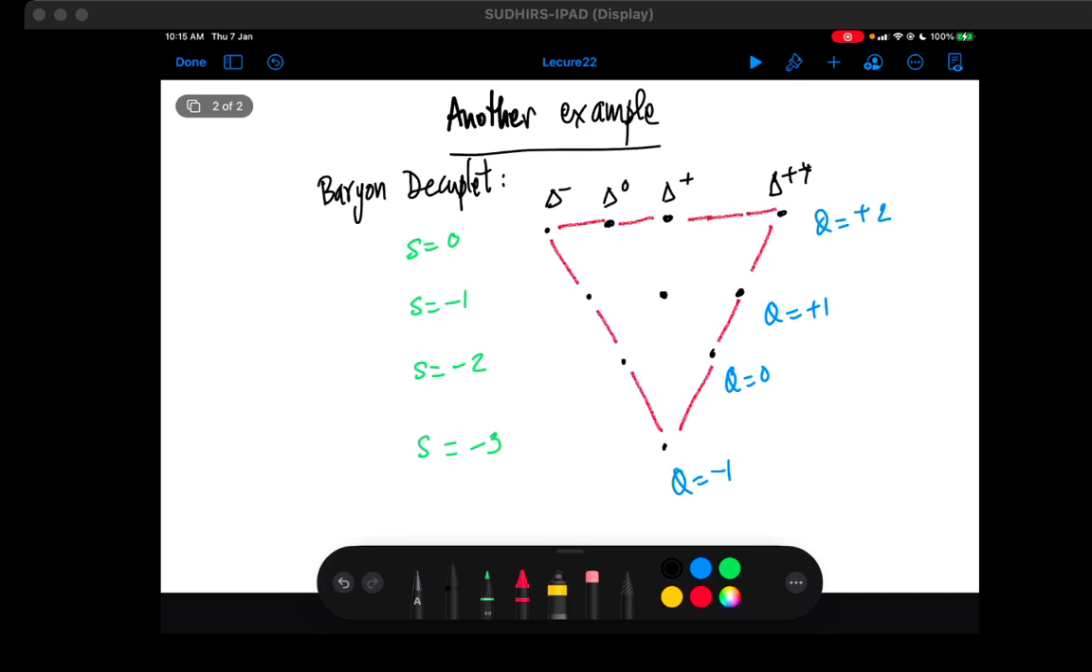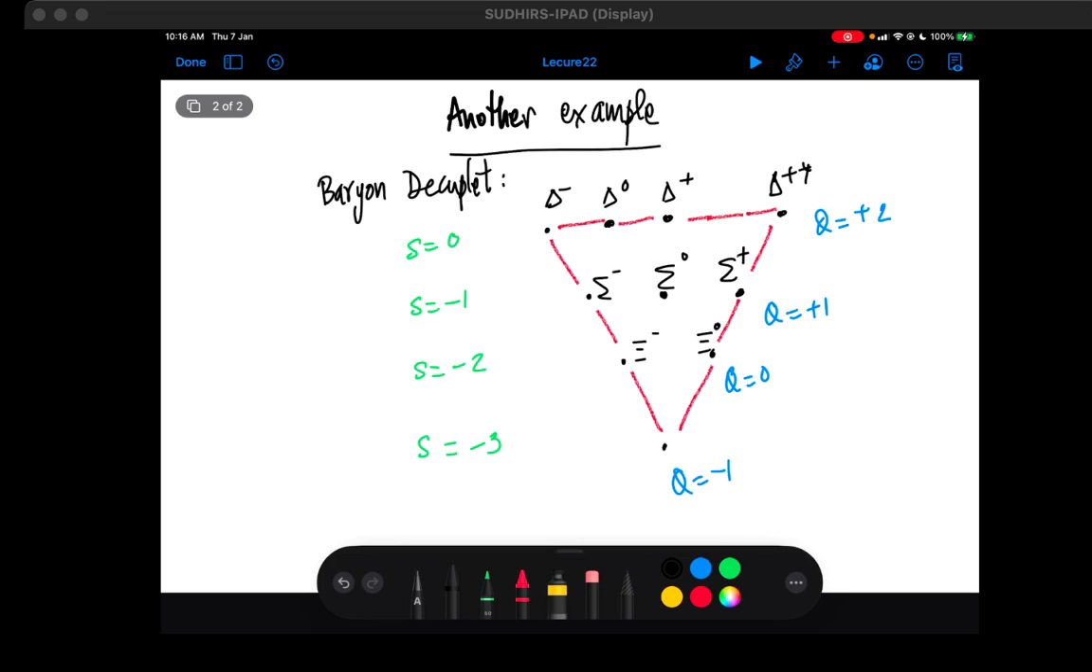The second line contains sigmas. Then we have again xi 0, and then omega.